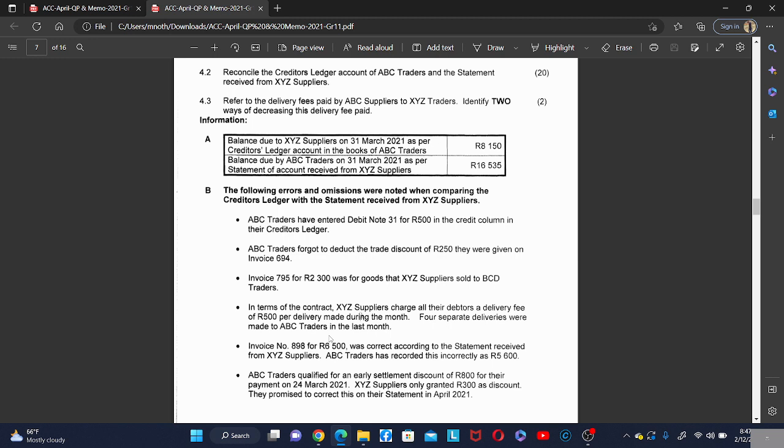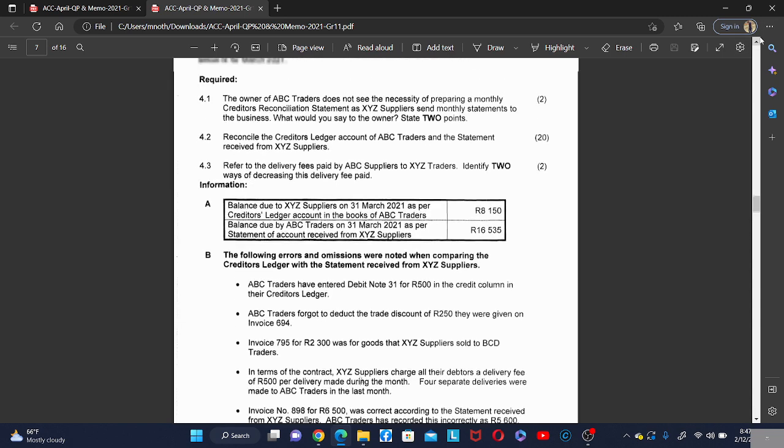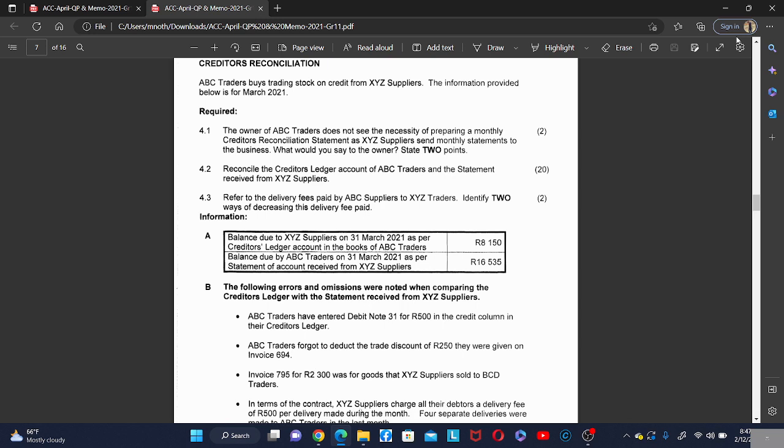So today we are going to do the creditors reconciliation. ABC traders buy trading stock on credit from XY suppliers. The information provided below is for March 2021. The owner of ABC traders does not see the necessity of preparing a monthly creditors reconciliation statement.